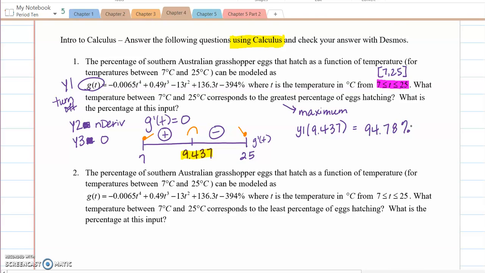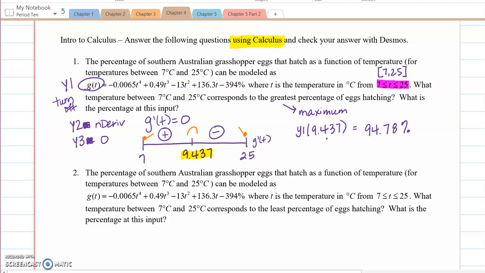So as a recap, you guys already know how to do all these skills. It's just bringing out the skills when the problem is in words. So we saw greatest percentage, and that translates into maximum. I used my calculator to take a derivative, set it equal to 0. We make a sign chart, and then we answer the questions. The maximum percentage is 94.78%, and it occurs at a temperature of 9.437 degrees Celsius.